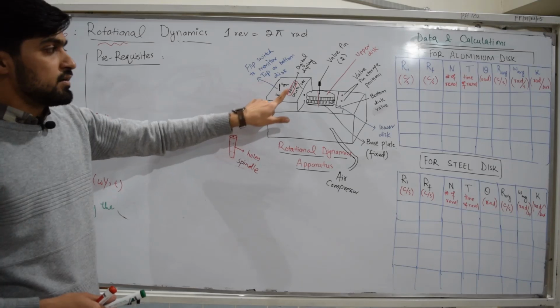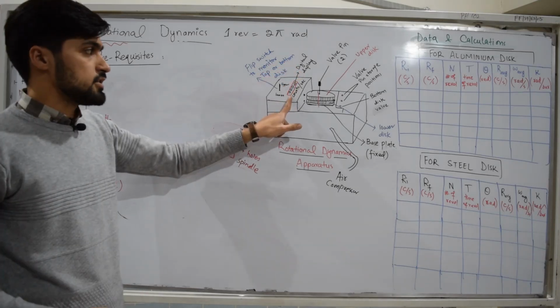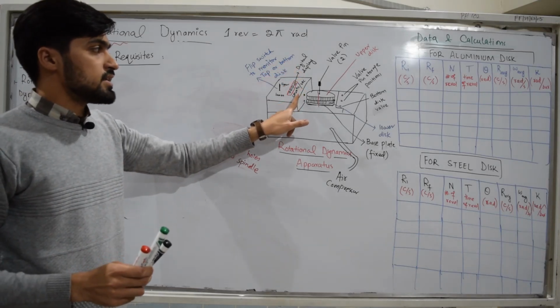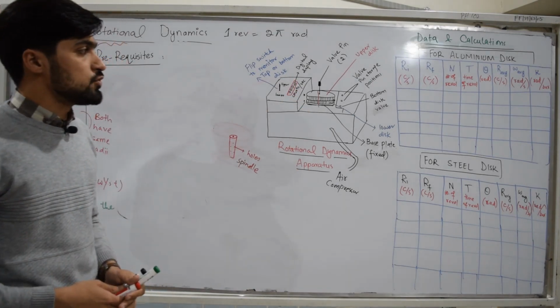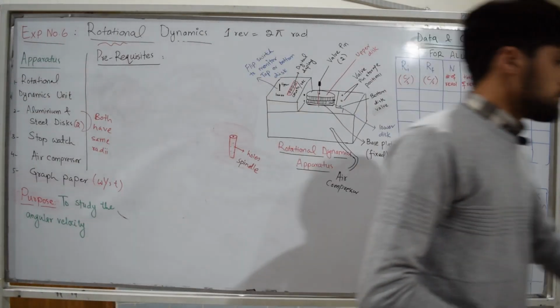Now here we have a display screen. Digital display screens tell us about the counts per second. So what are actually the counts per second? So let me show you.